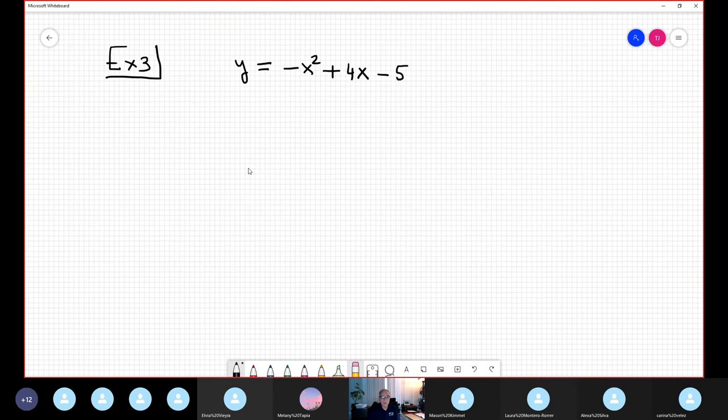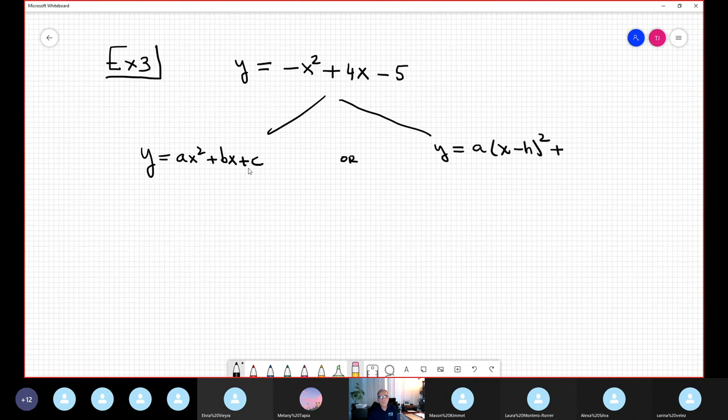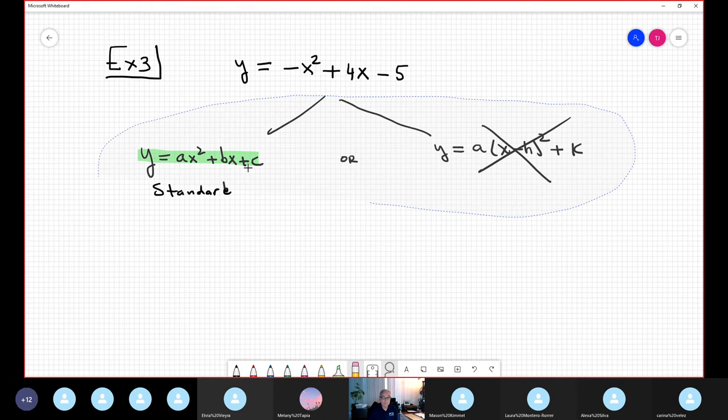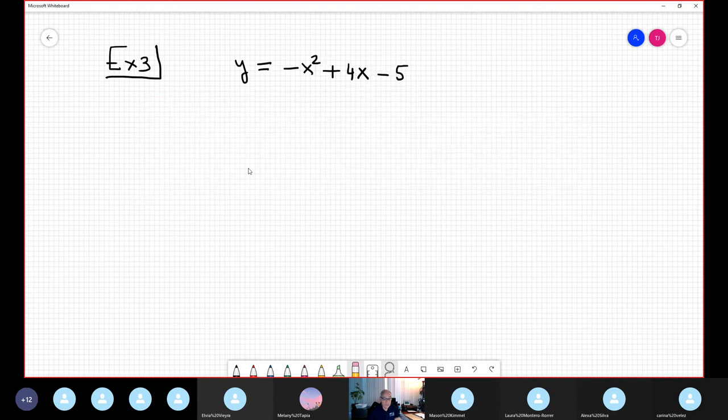Okay, question one. Is this standard or vertex form? My first challenge is to determine whether my problem is expressed in this way or that way. It's obviously in this way, and this form is called standard. Unfortunately, in this case, no practice. Okay, I respect that. Now, I determine who is A, B, C.